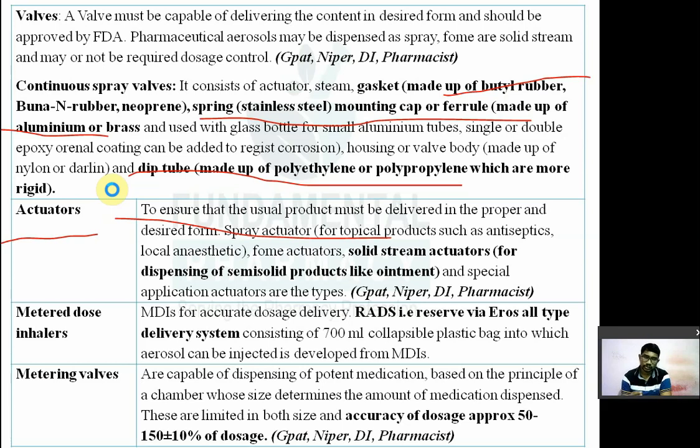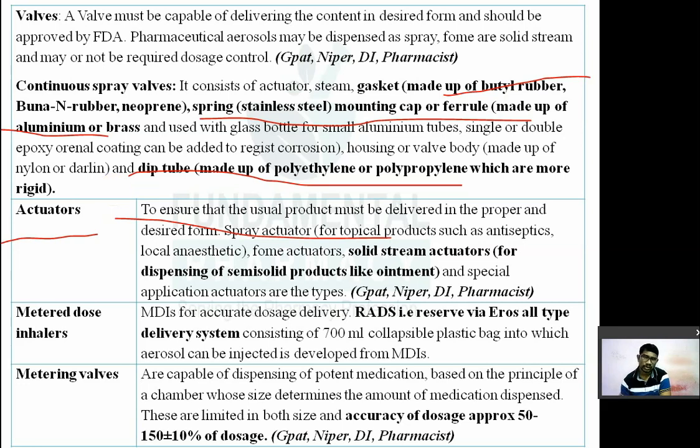So, spray actuators are used for topical products such as antiseptic and local anesthetic spray. Foam actuators are used for foam action. Okay, solid stream actuator for dispensing the semi-solid product, like ointment. There are certain special application actuators also. So, these are the types of actuator.